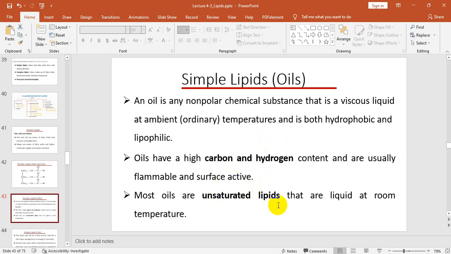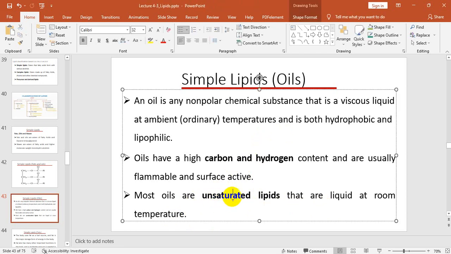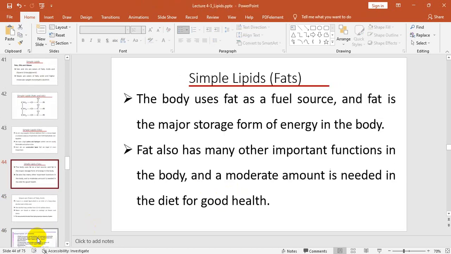Most oils are unsaturated lipids that are liquid at room temperature. So most of the fried oil and others are unsaturated. But the fat from meat is saturated, and it is very bad. The fried oils and the rest are plant-based oils, so they are unsaturated. They have a lot of double bonds. Simple lipids: the body uses fat as a fuel source, and fat is the major storage form of energy in the body. Fat also has many other important functions in the body, and a moderate amount is needed in the diet for good health.